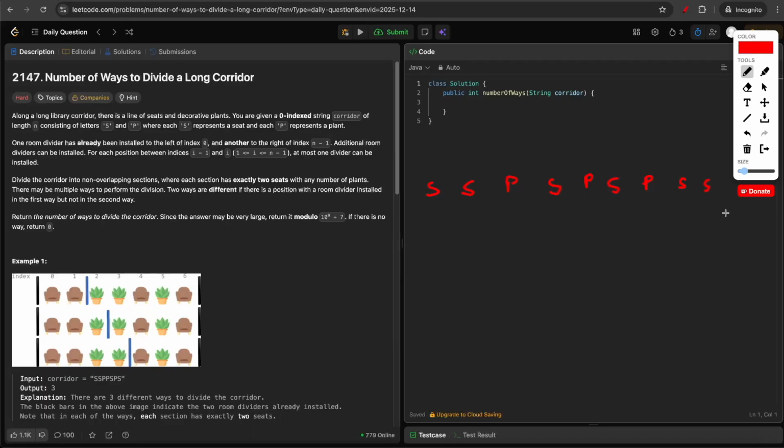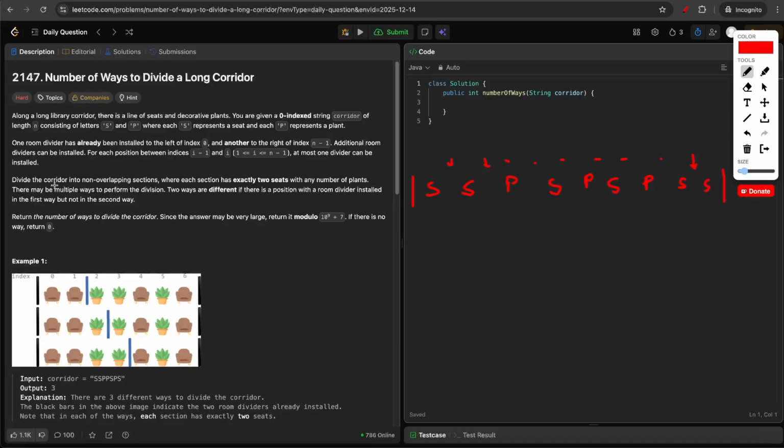So suppose this is a corridor. And in this, you have two dividers which are already installed at the left and at the right. So at the very left and at the very right, you have two dividers already installed. Additionally, you can install any dividers between these positions. So you can install a divider either here, here, or anywhere up till here.